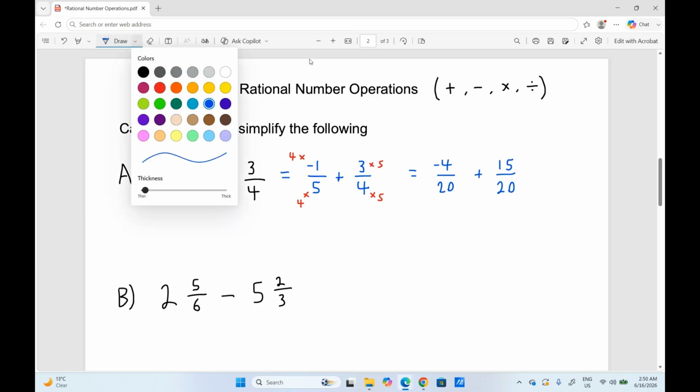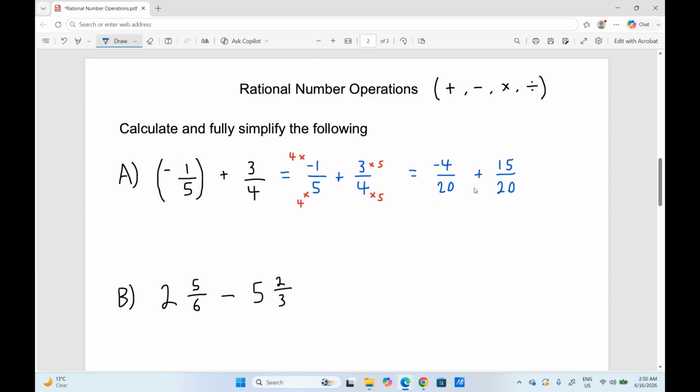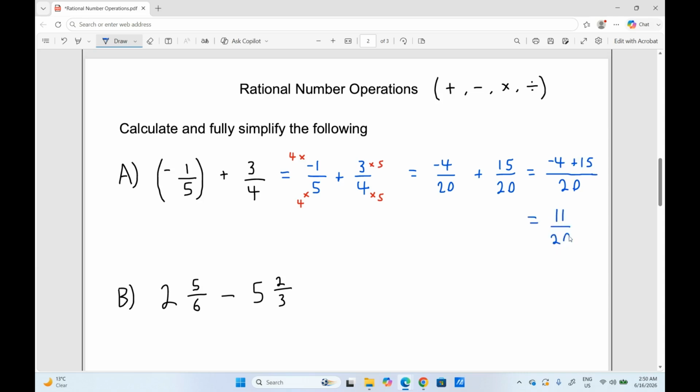Okay, now because I have a common denominator, I can keep the bottom number the same and just add the top numbers. In the top numbers, I have negative 4 plus 15. If you recall from integer operations, negative 4 plus 15 would just be positive 11. So my final answer is 11 on the top, and the bottom stays the same, so I have 11 over 20.